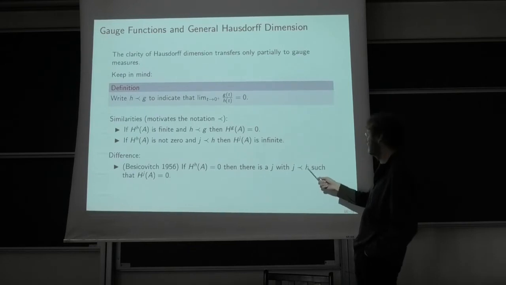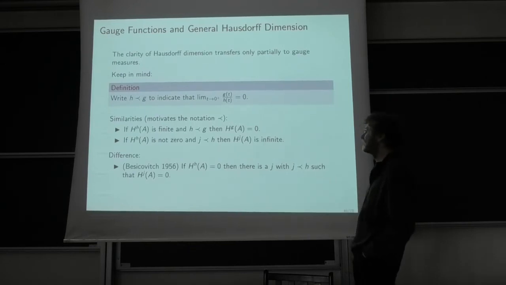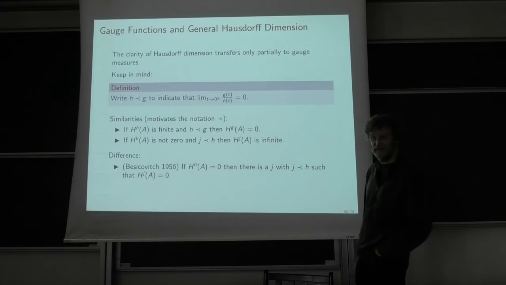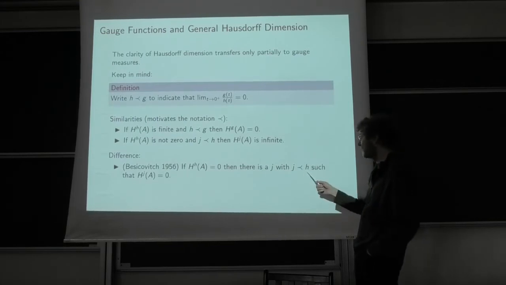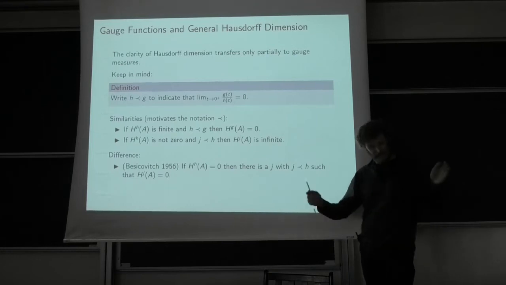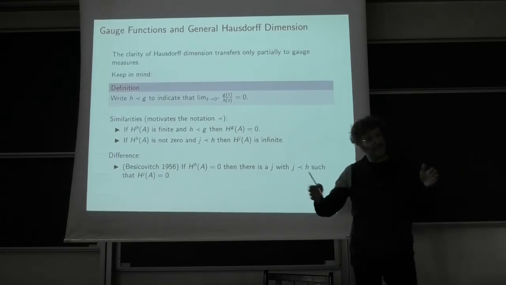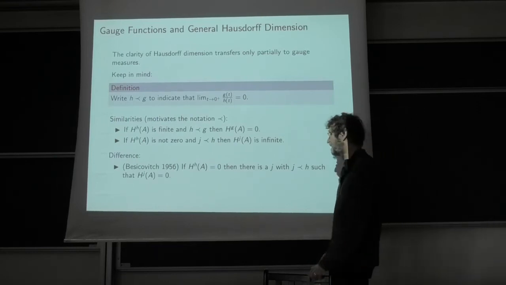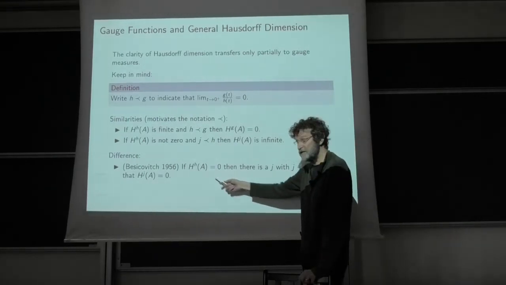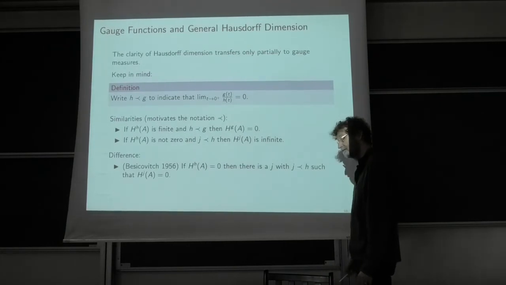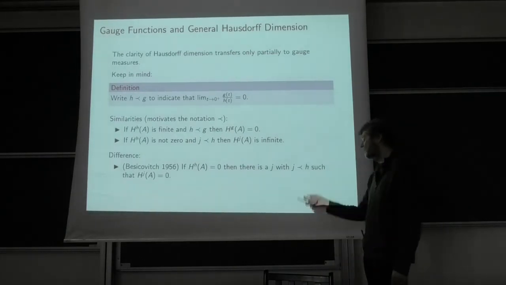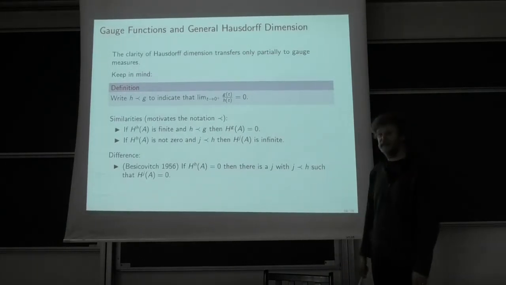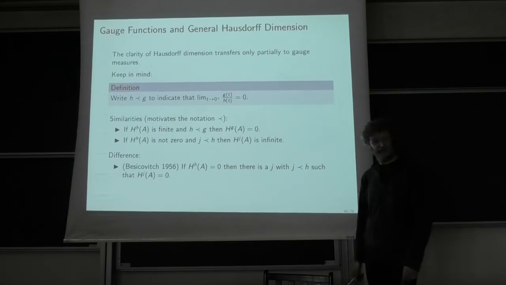The ratio of H over J is going to 0. Okay, so that means that J is a little bigger than H. So J is assigning greater mass at smaller and smaller scales, but nevertheless, if H thinks it's 0, there's somebody that is a little bit before H, which also says that the outer measure is 0.